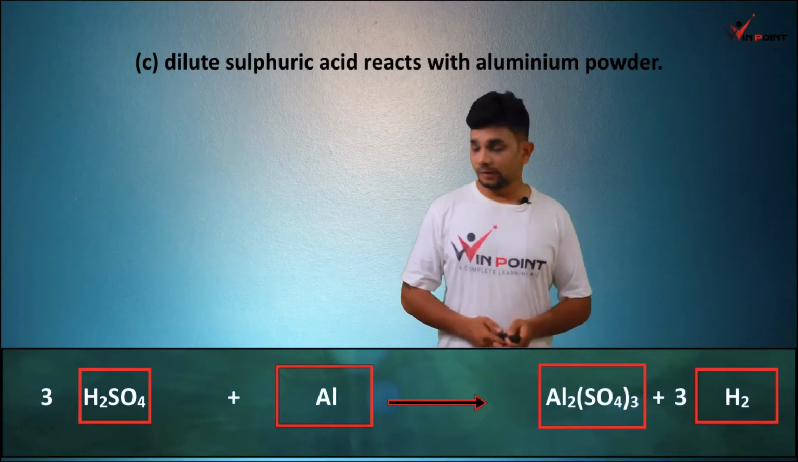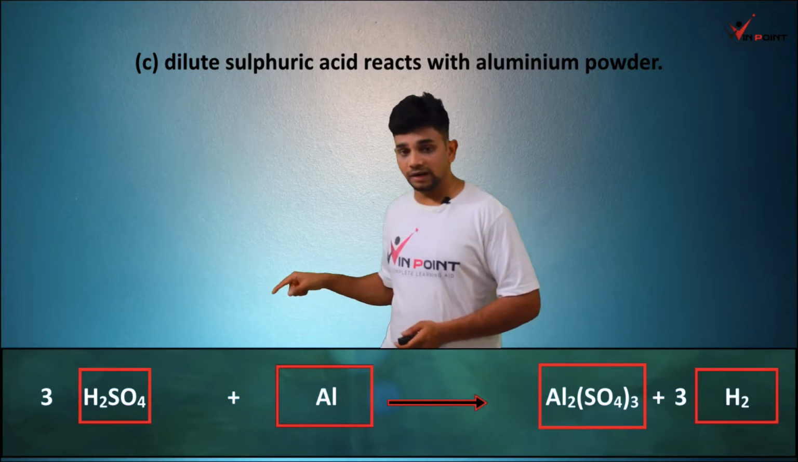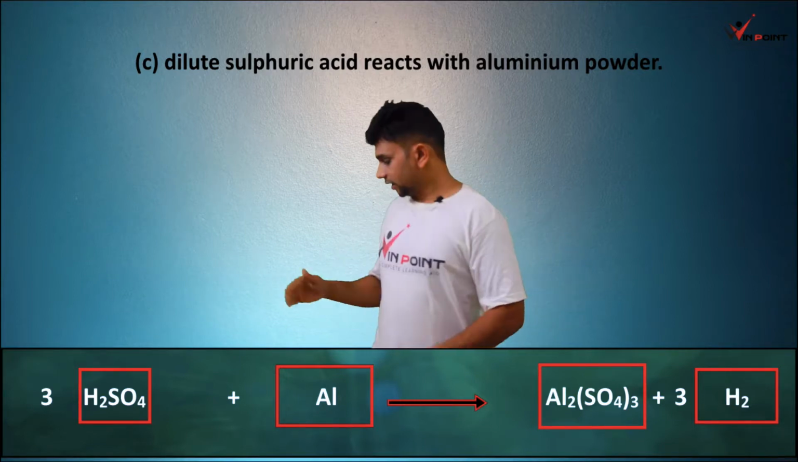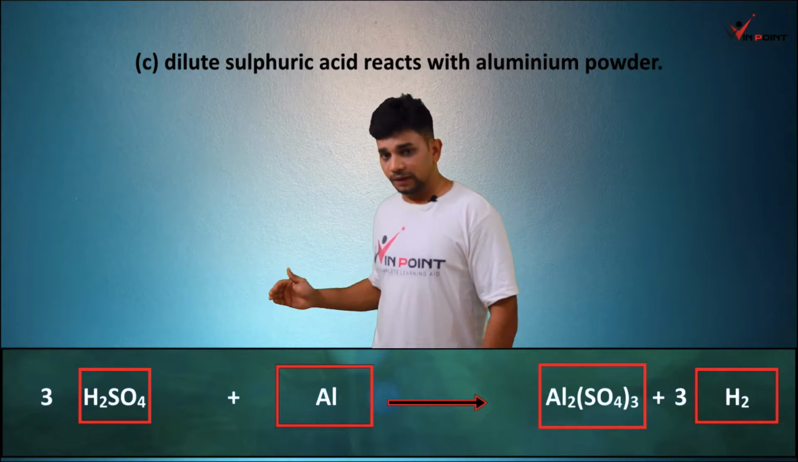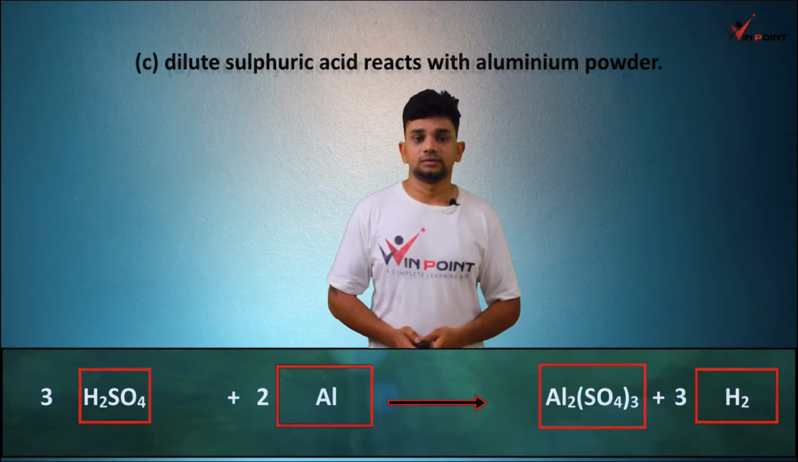We can count the number of aluminium. Here how many aluminiums can you see? The number of aluminium is 1, Al. Here it is Al2. Here only 1 aluminium. So we need to add a 2 here. Now it is a balanced equation.